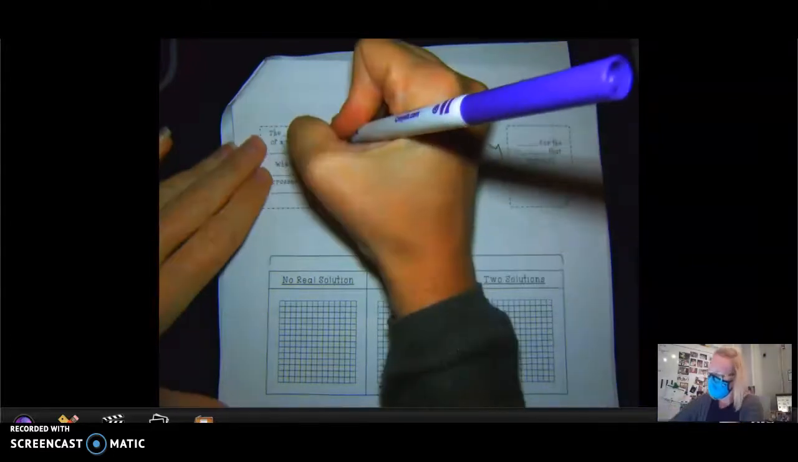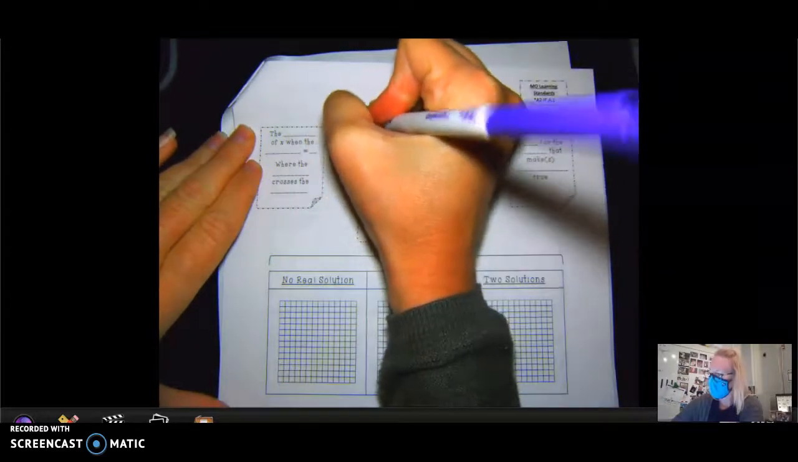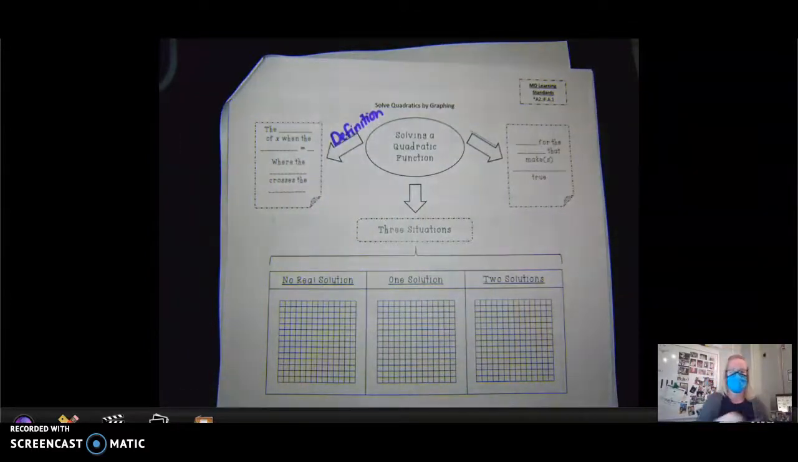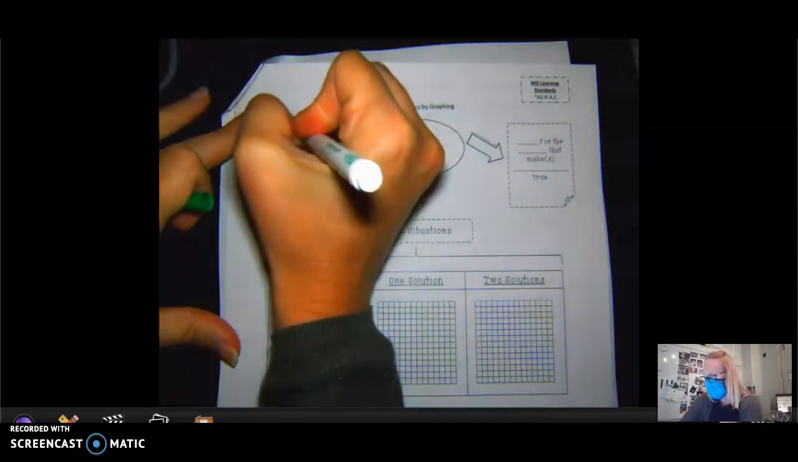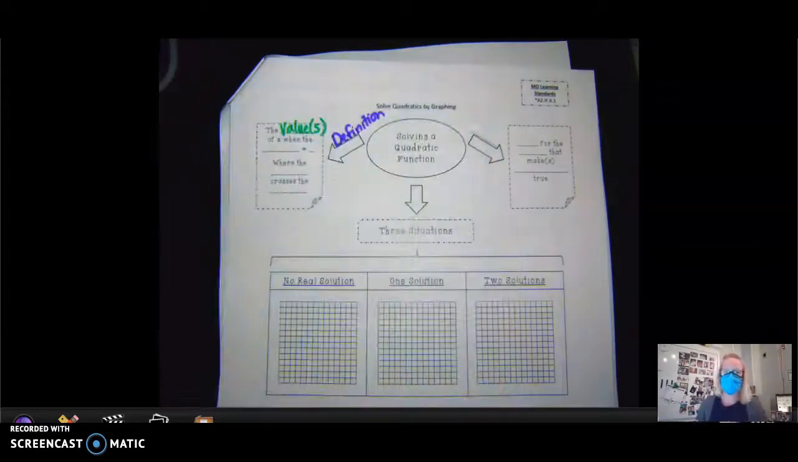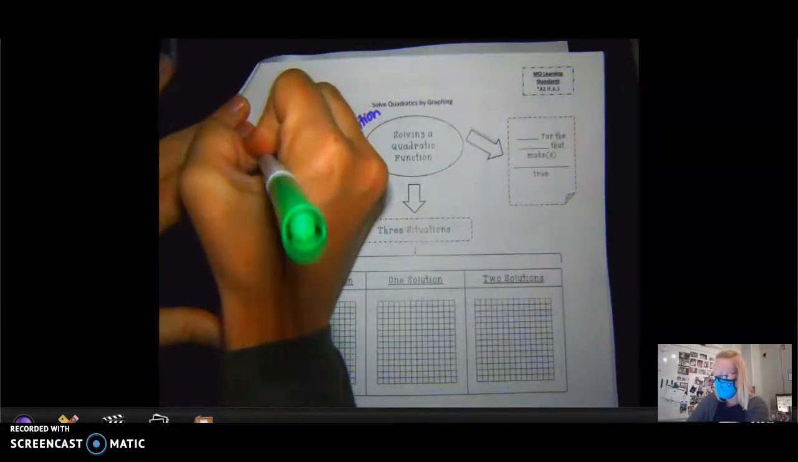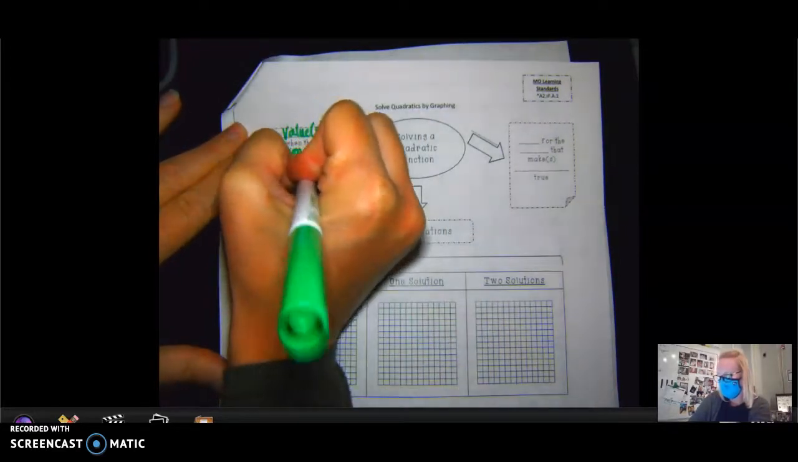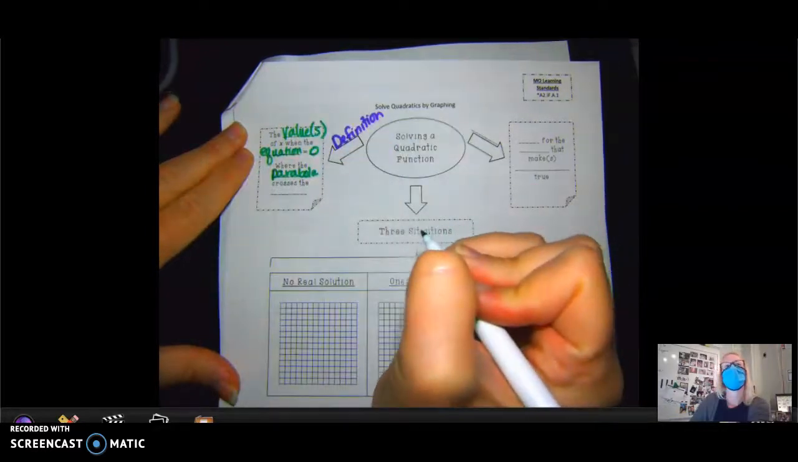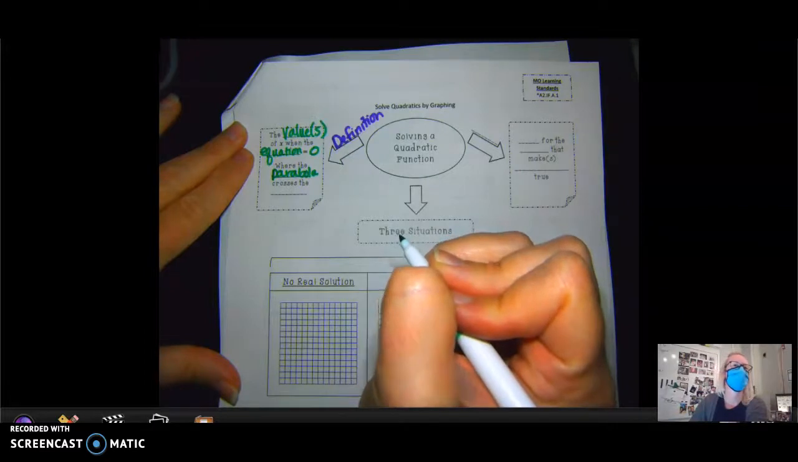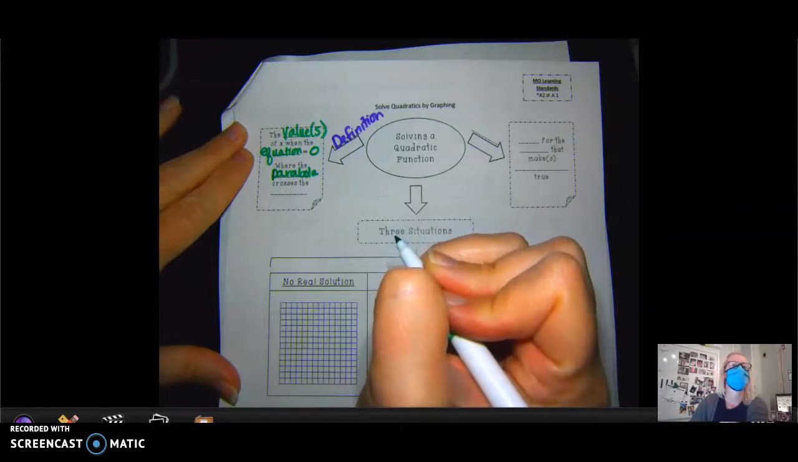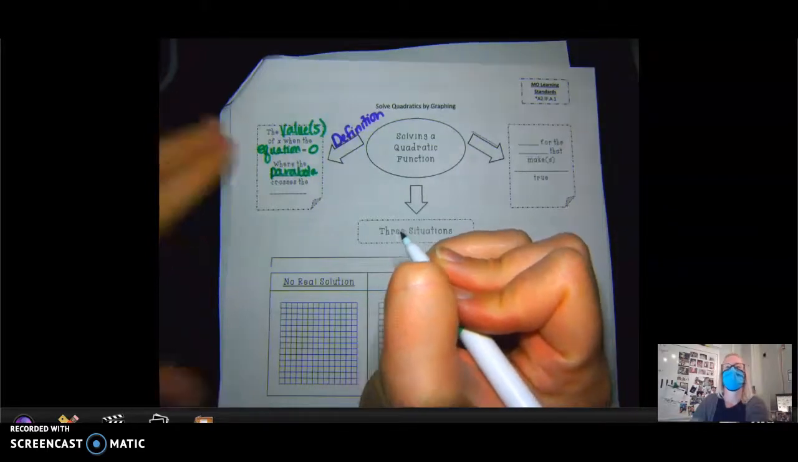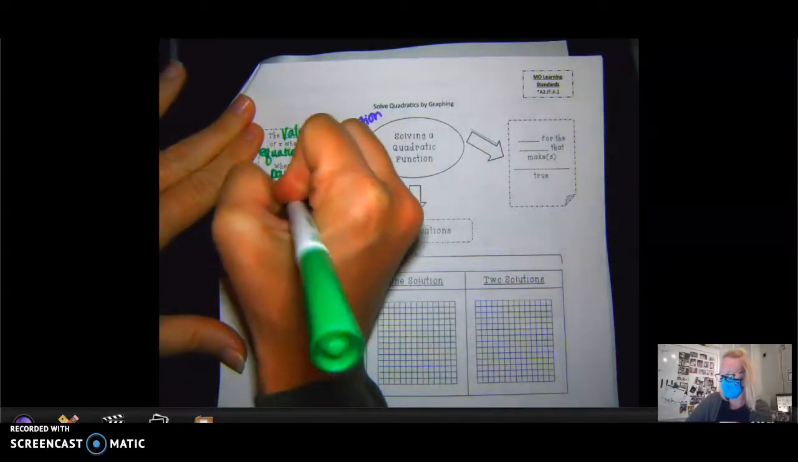So definition is going to go right here. It is the value or values of x when the equation equals 0. It's essentially where the parabola, what's a parabola? What's that parabola we worked with all last unit? The parabola is the U-shaped graph, right? That's what we call it. It's where the parabola crosses the x-axis.